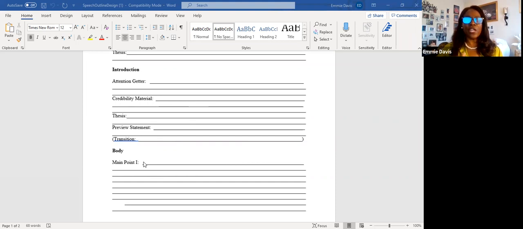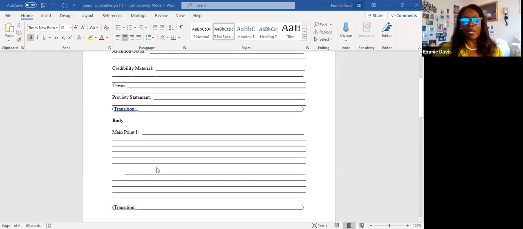If you are in the non-honors section, you're going to be writing one paragraph for each main point. One paragraph for each point. So you're going to have your body, main point 1, and you're going to have a paragraph minimum that will explain what your main point 1 is, or talk about your main point 1, however it is that you're going to develop your main point 1.